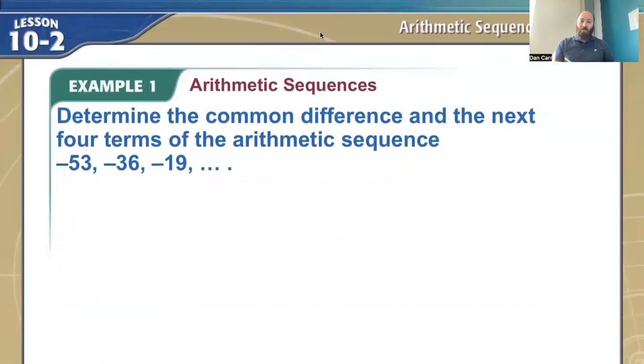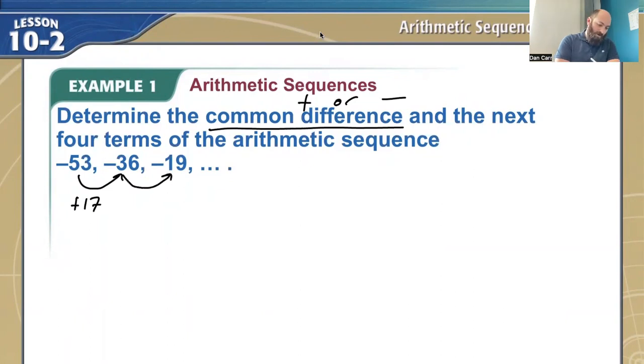It says to determine the common difference and the next four terms of the arithmetic sequence. The common difference is telling us what number we are either adding or subtracting as we go through the pattern. For example, if we go from negative 53 to negative 36, that is adding 17. If you watch that pattern here, we're still adding 17.